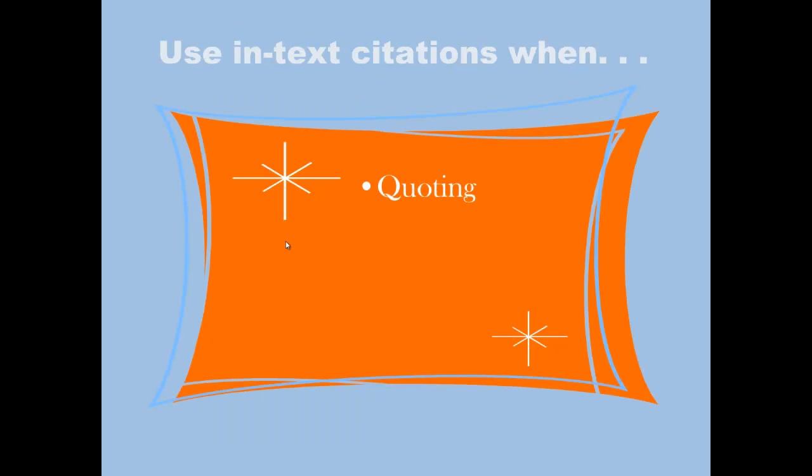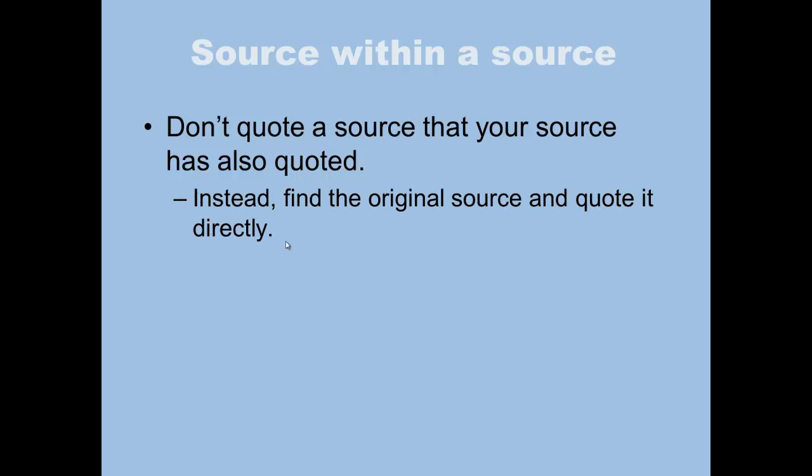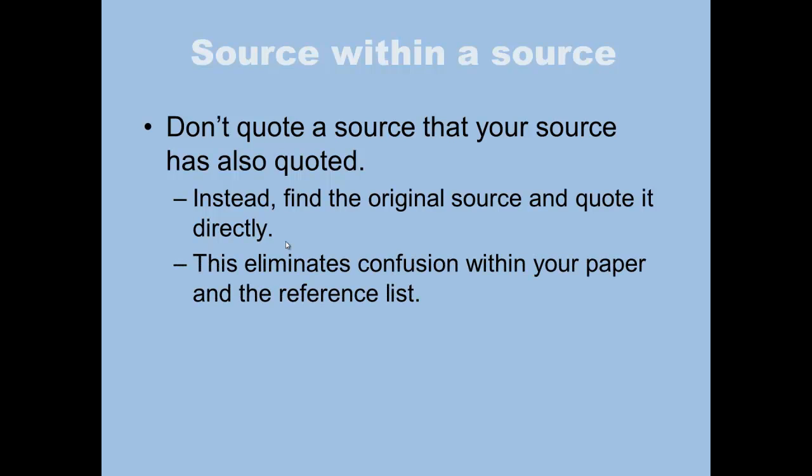Using in-text citations, there are three real reasons that you do that: quoting, paraphrasing, and summarizing. If you're using a source that quotes another source, what you want to do is work your way back to the original documentation. So if you run across an article that quotes another article or another piece of work, you need to go back to that source document and use it, and that avoids any confusion. Find that original source document and quote it directly. It eliminates confusion within your paper and on your reference list.